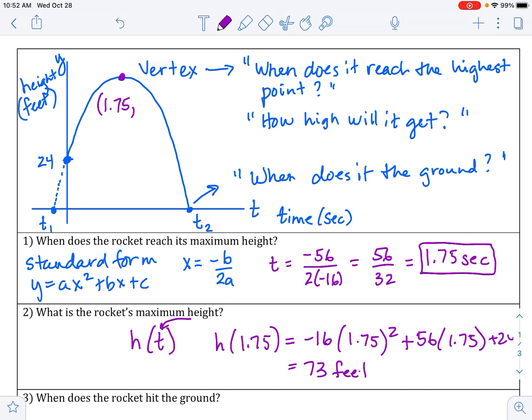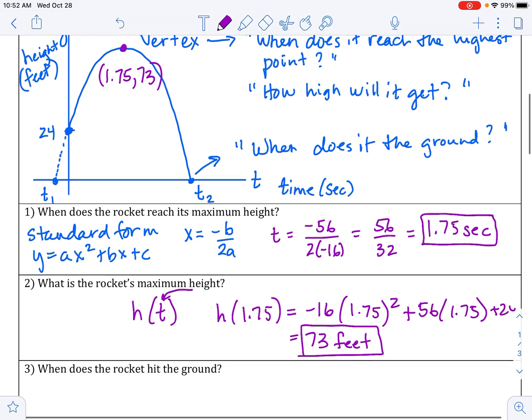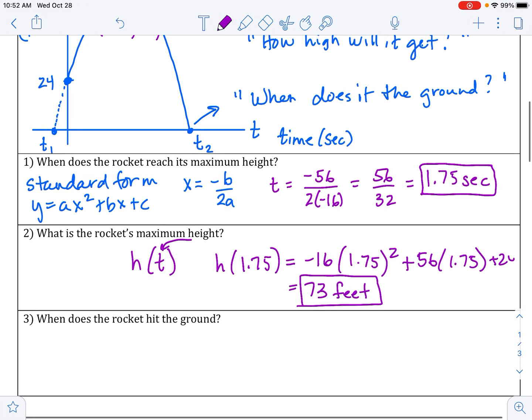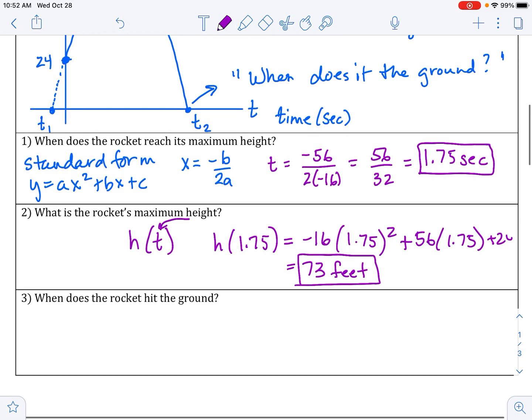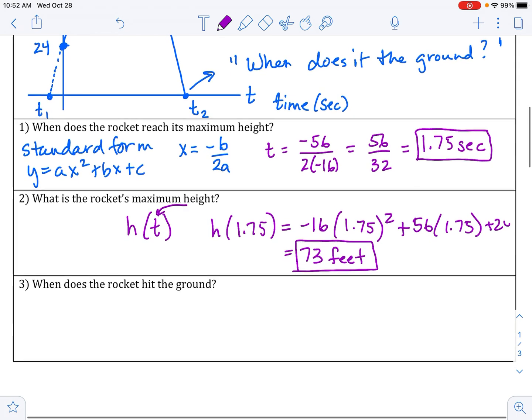And the unit is feet. Notice I did put the units with my answers because you are dealing with a context. You do want to put your units with your answer. So that's our vertex. It reaches its highest point at 1.75 seconds, and that highest point is 73 feet above the ground.